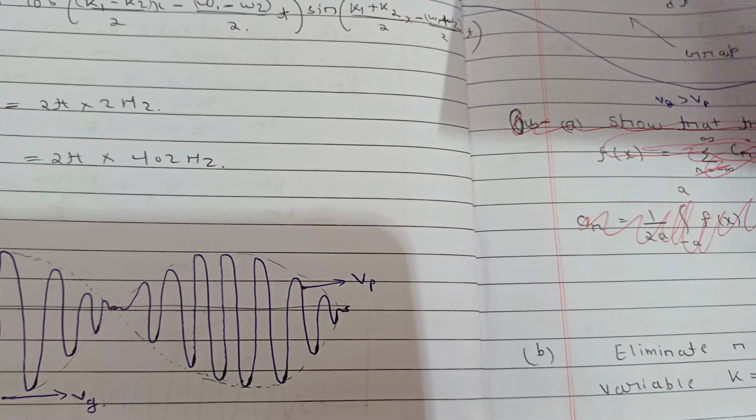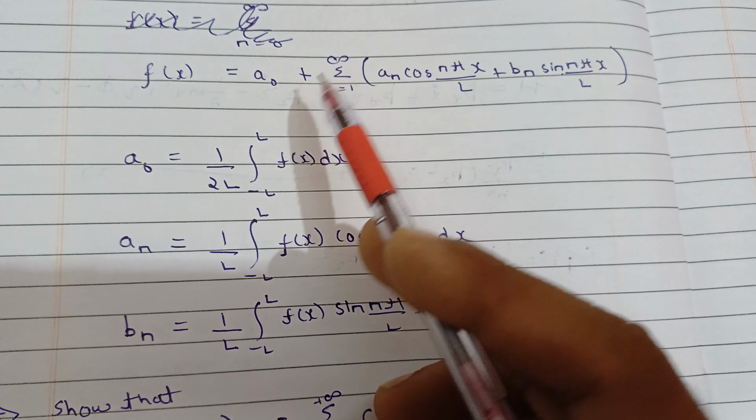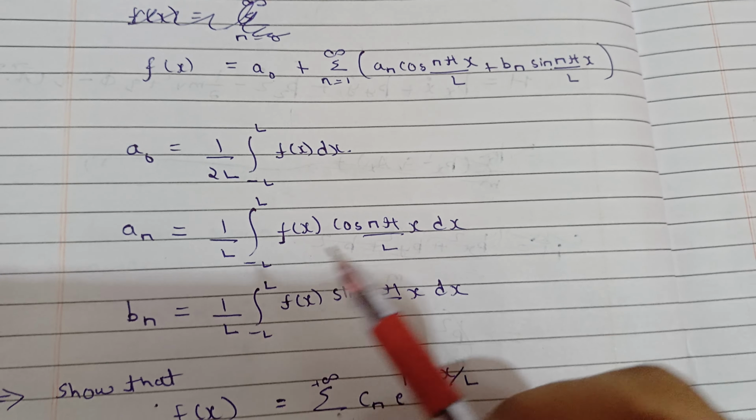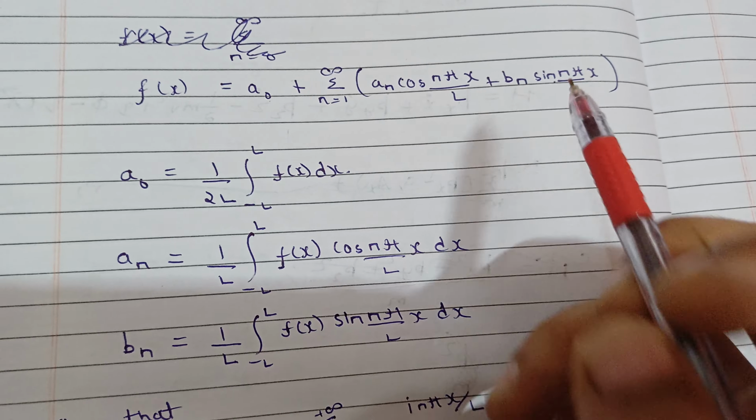You need to find a naught, an and bn. So a naught equals 1 upon 2L integral from minus L to L of f(x) dx, an equals this integral with cos(n pi x by L) dx, and likewise bn. So an and bn are the coefficients. You can find them and just substitute here, and that will give you your f(x). That's how you can express any function in this form.